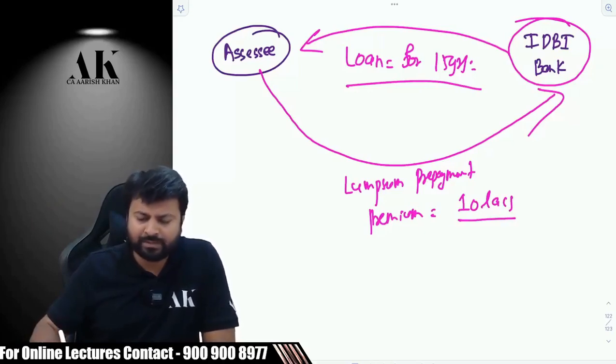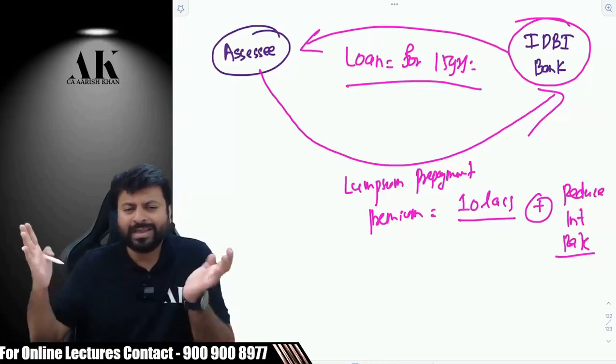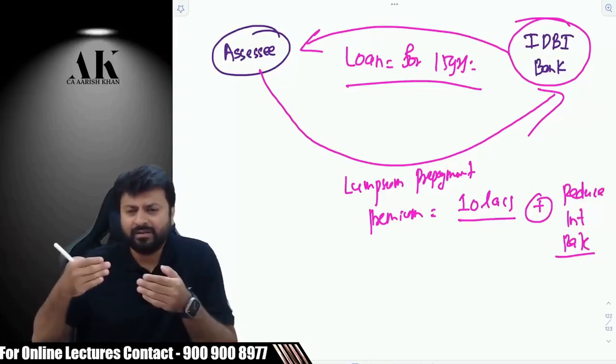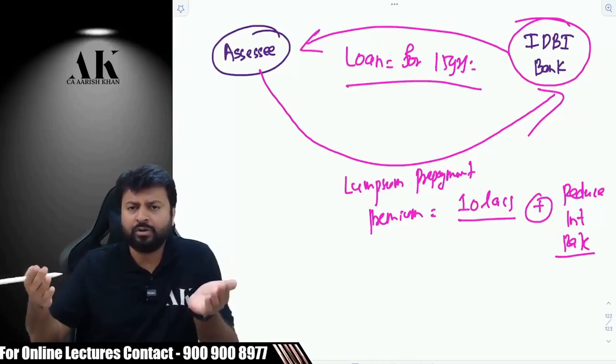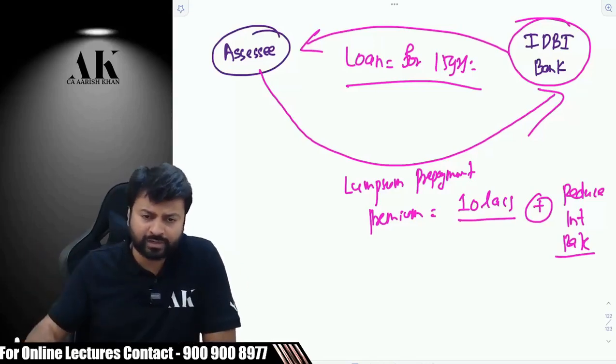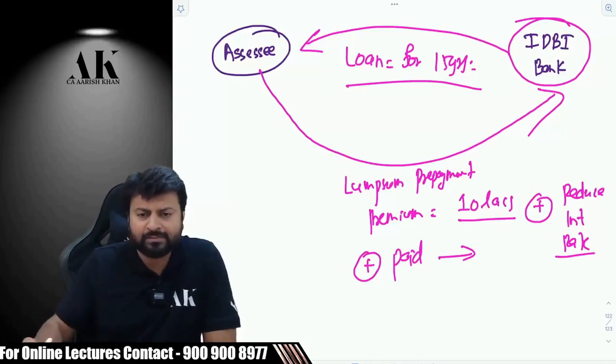So IDBI said that if you pay this premium of 10 lakh rupees, we will reduce your interest rate. I did my math and saw that 10 lakh rupees is a very small amount compared to the benefit I am going to get in the form of reduction of interest. So I paid this 10 lakh rupees to IDBI.